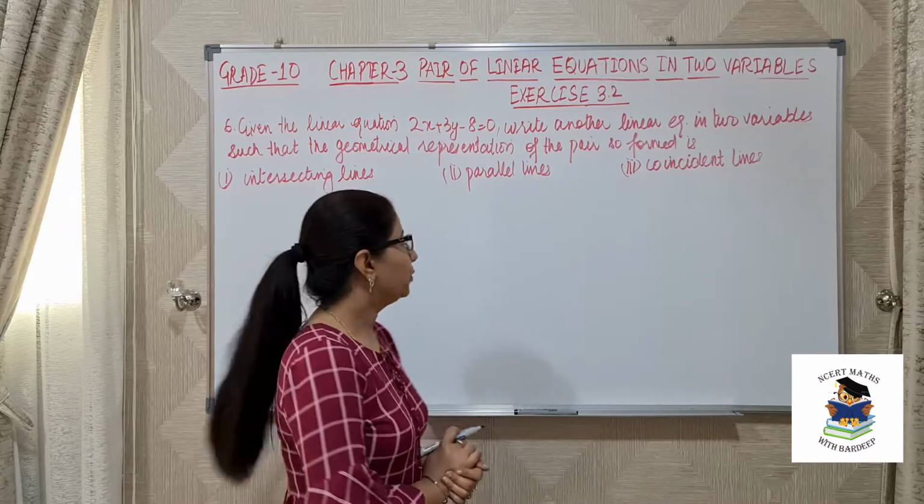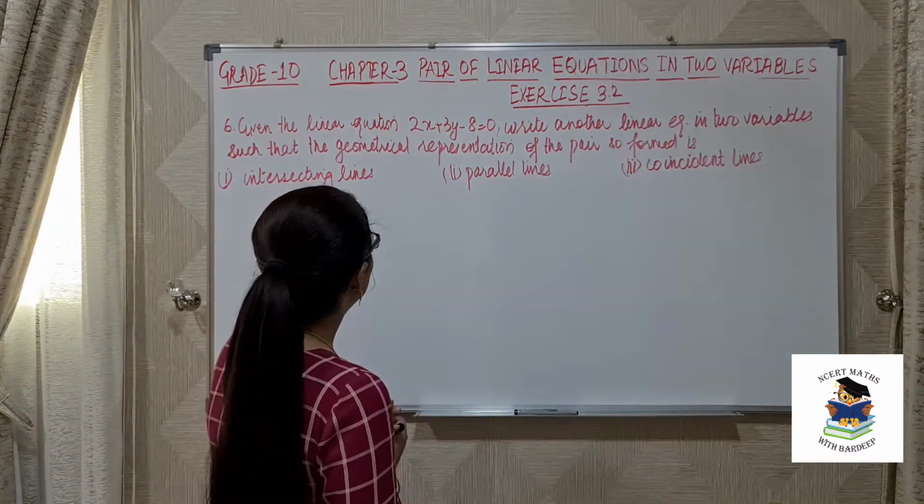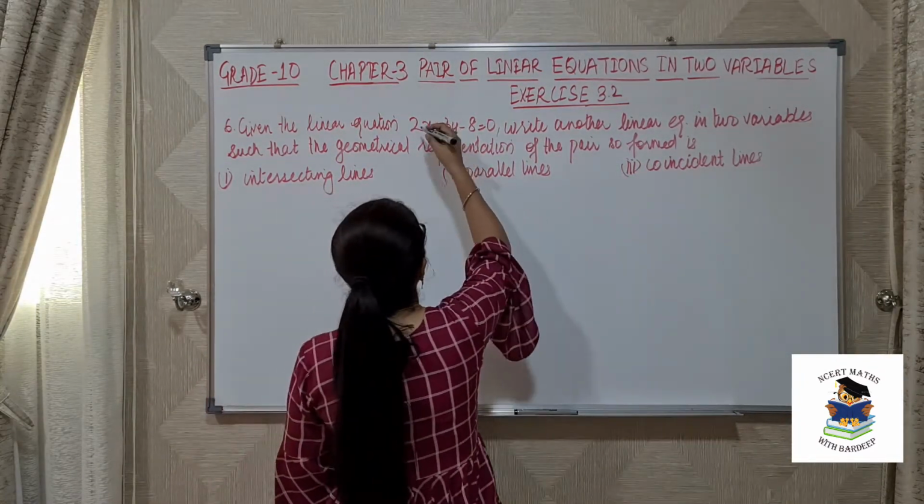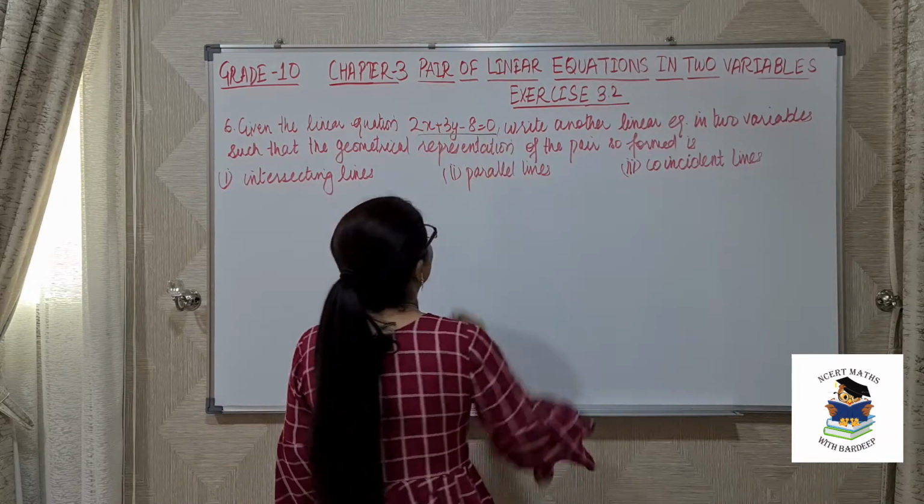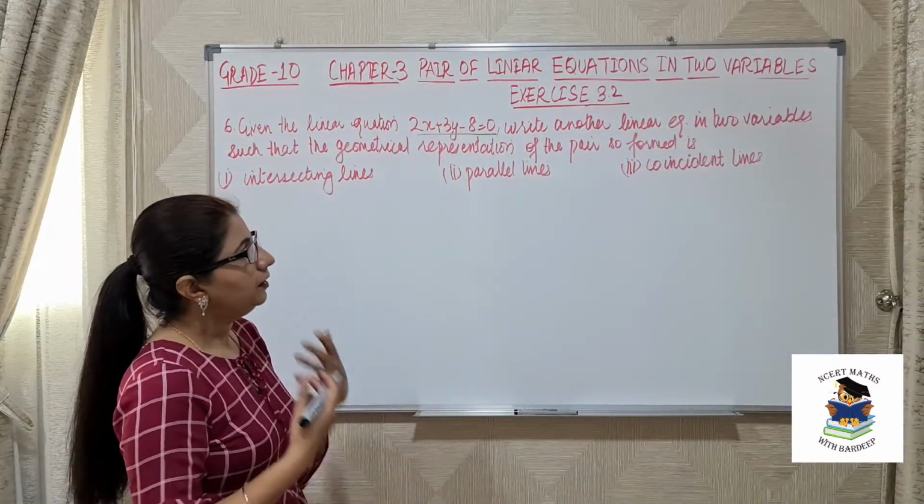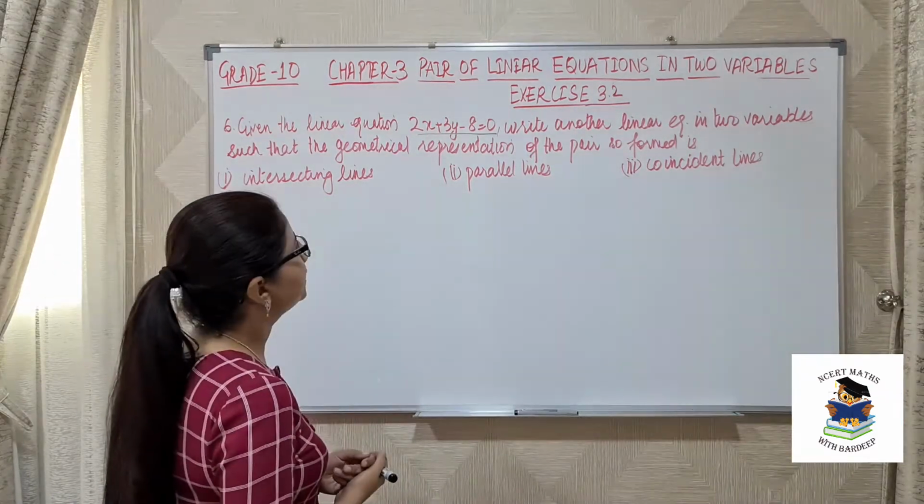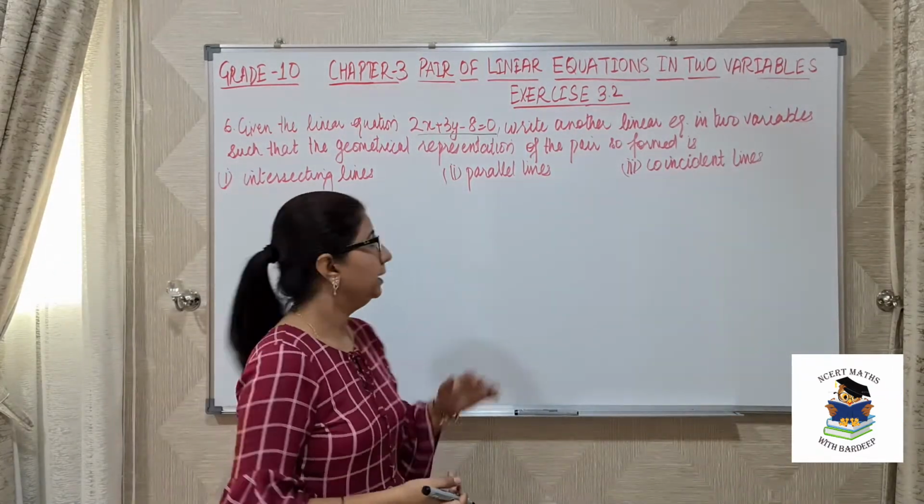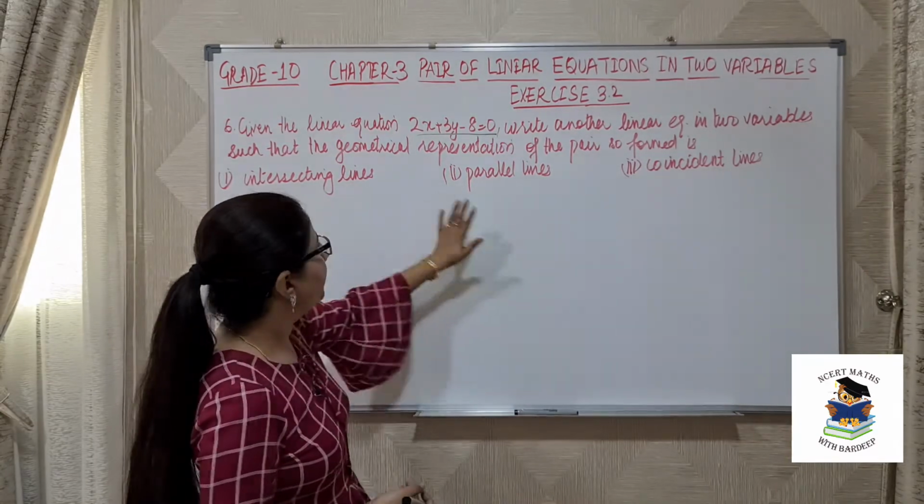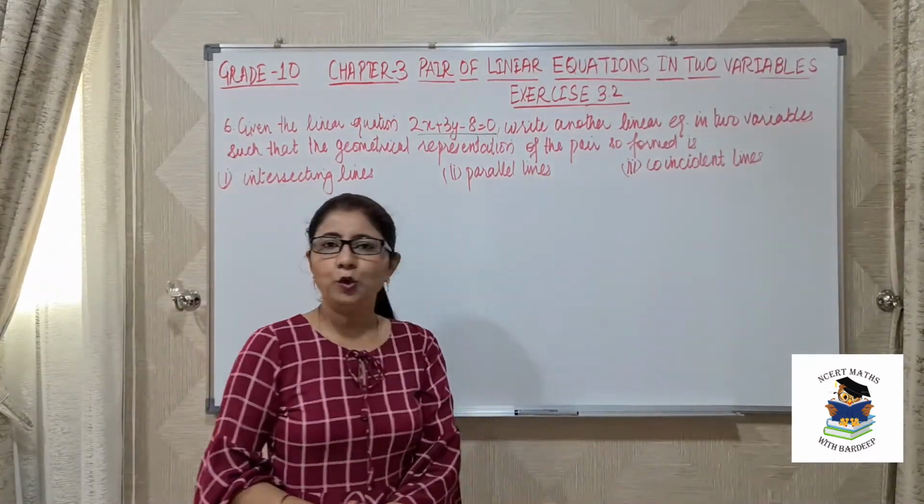So let's see our sixth question. Given the linear equation 2x plus 3y minus 8 equals 0, this equation is given. Write another linear equation in two variables such that the geometrical representation of the pair so formed is intersecting lines, parallel lines, or coincident lines.